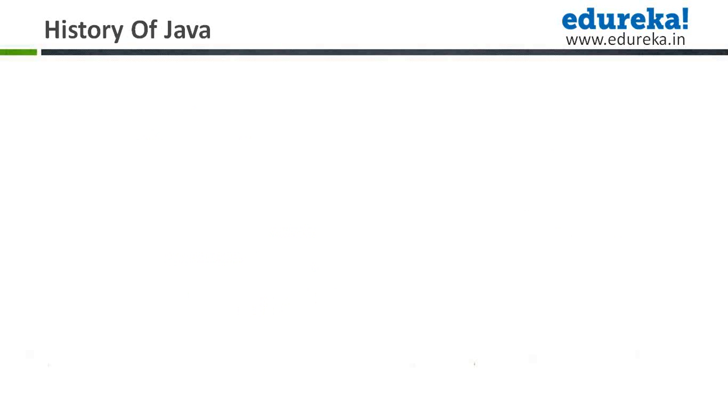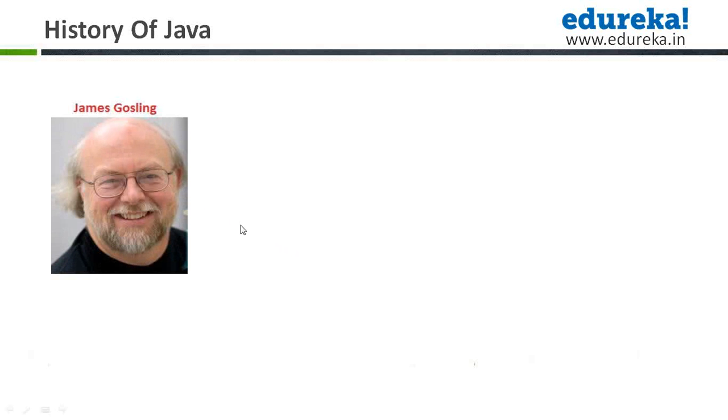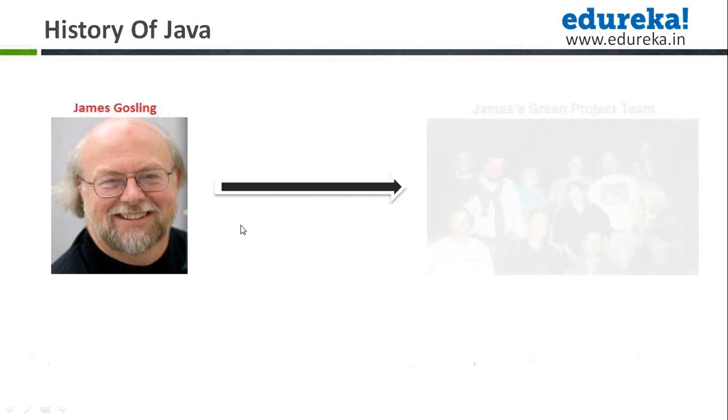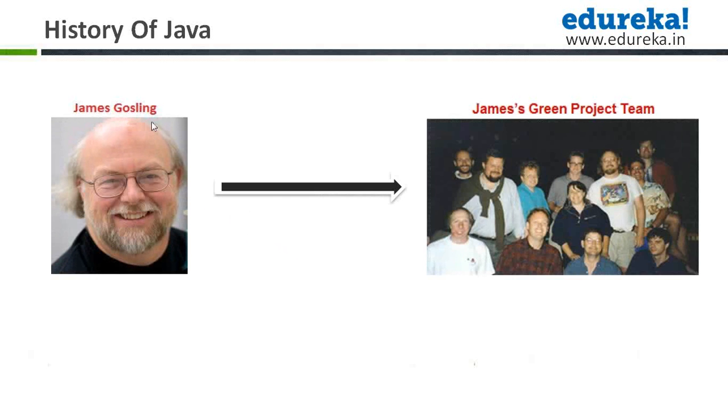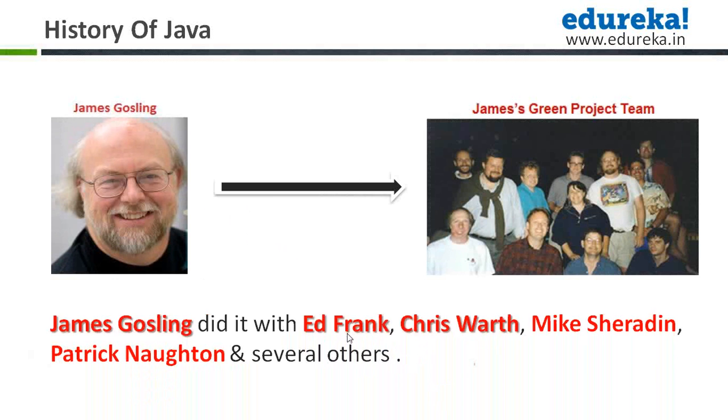Let's move on. We first of all see the history of Java. Java was developed by Mr. James Gosling along with these people, that is Ed Frank, Chris Rath, Mike, Patrick. So these people developed Java.